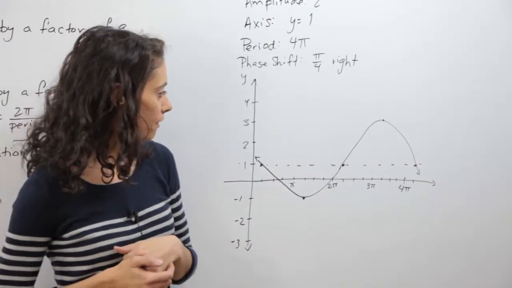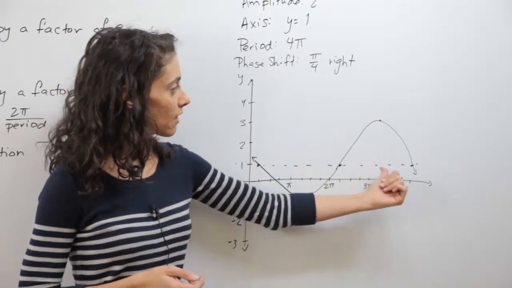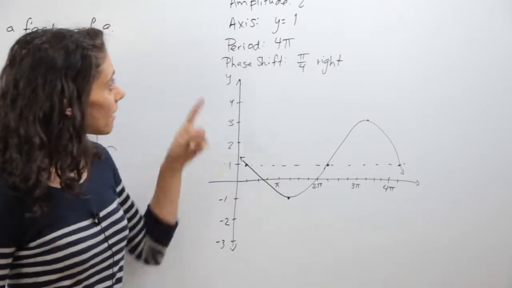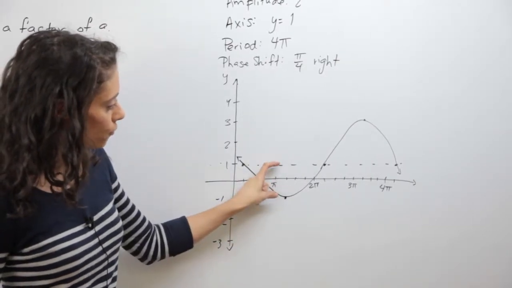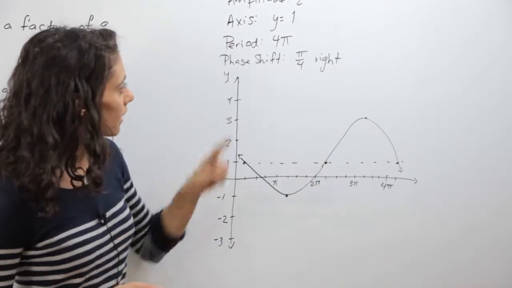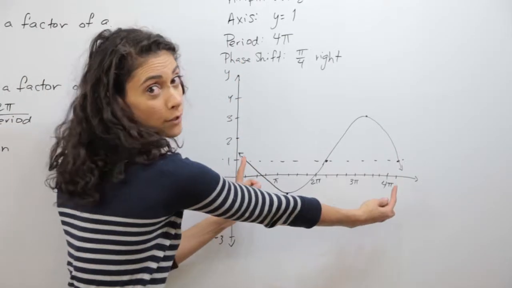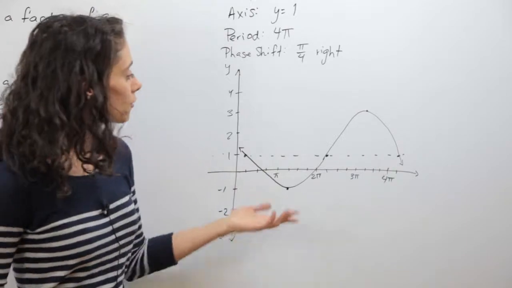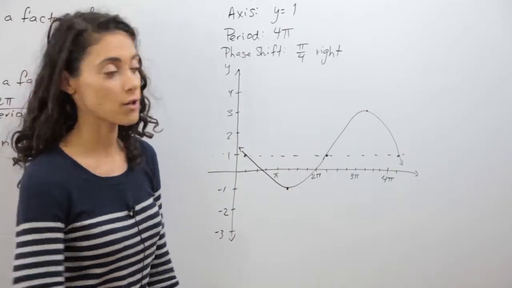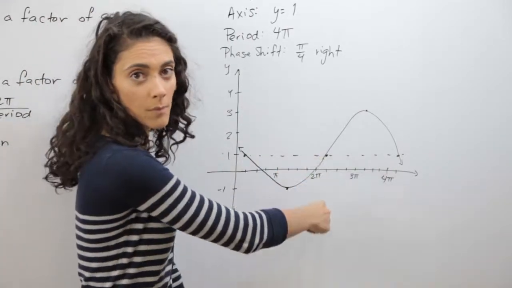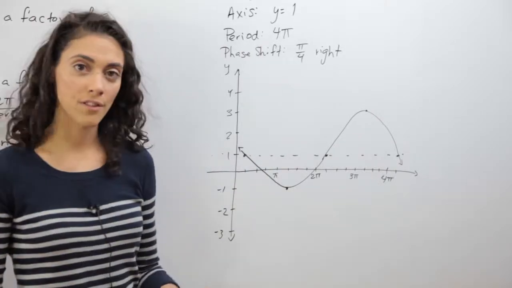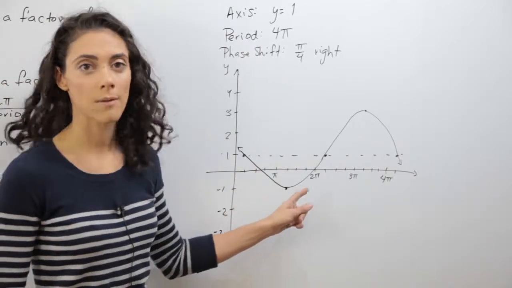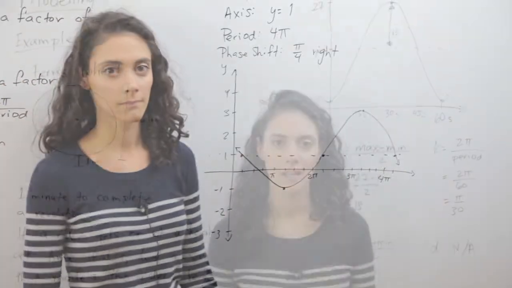You'll notice my graph now has its middle or horizontal axis at 1. It has an amplitude of 2, 2 down and 2 up. It has a period of 4 pi units. The entire thing was shifted pi over 4 to the right. You'll also notice it's been flipped. Usually the sine graph heads up toward the maximum, down toward the minimum. This one goes the other way around, heads down toward the minimum and then up toward the maximum.